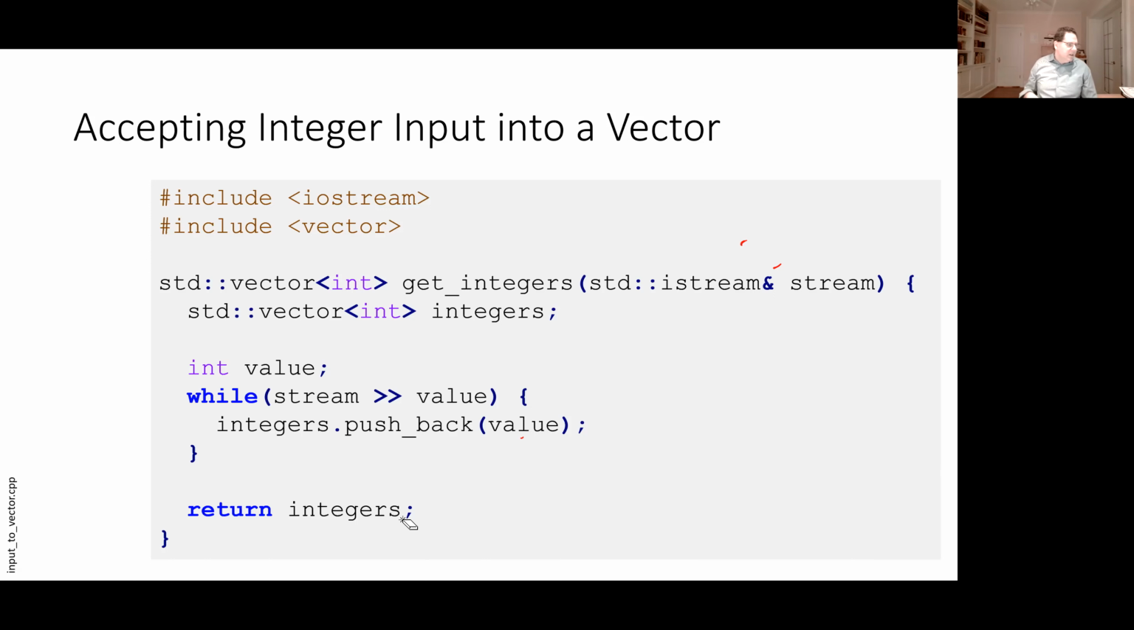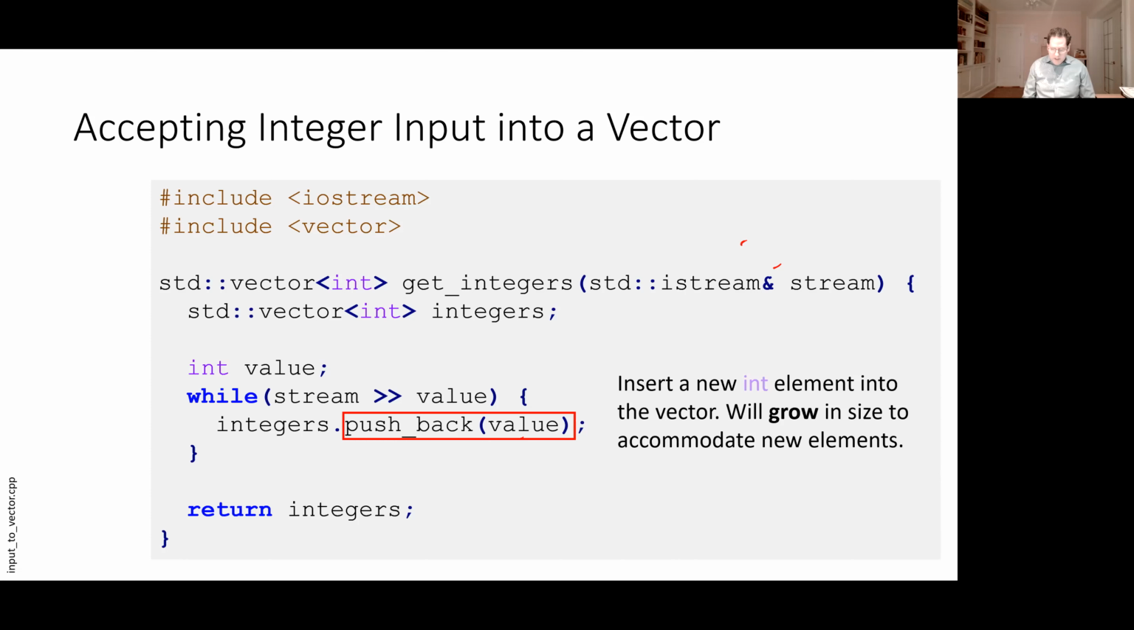Yeah, Rohan, that particular code you wrote wouldn't work with a string. Okay. And the key thing is that we've got this push_back member function. It inserts a new element in the vector, puts it at the end of the vector. The vector will grow in order to have enough storage.